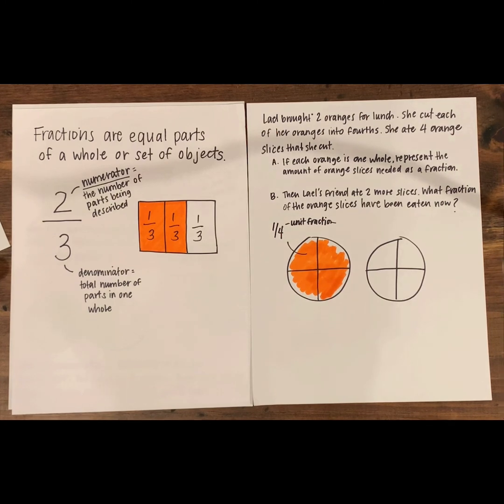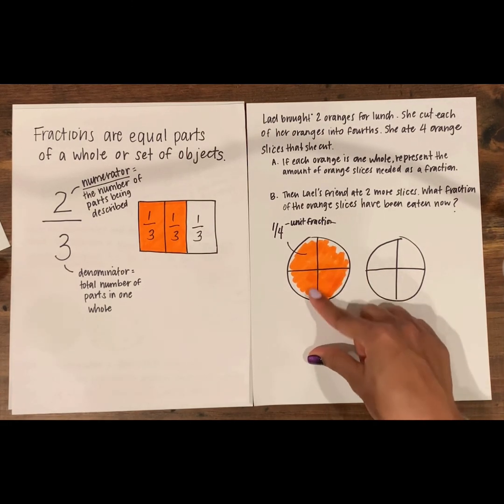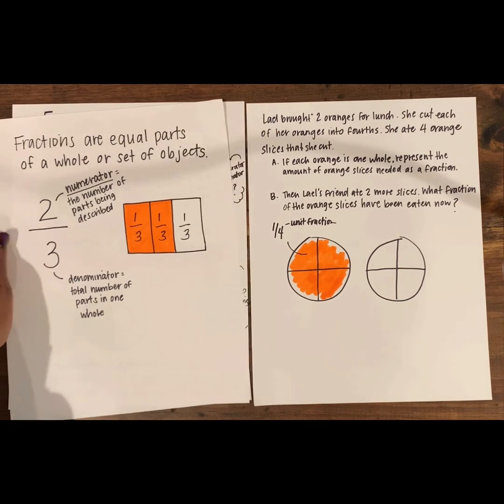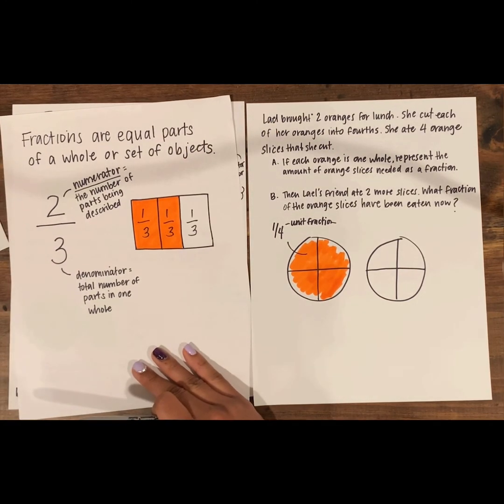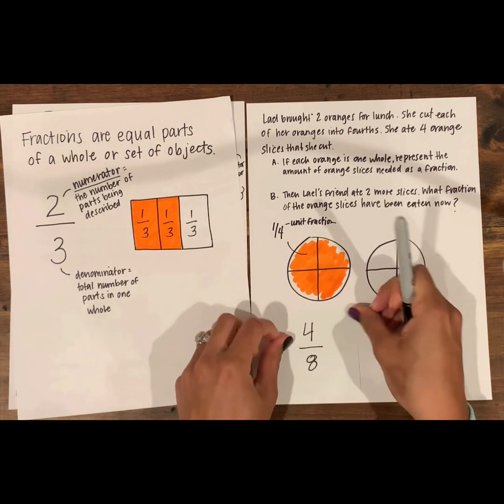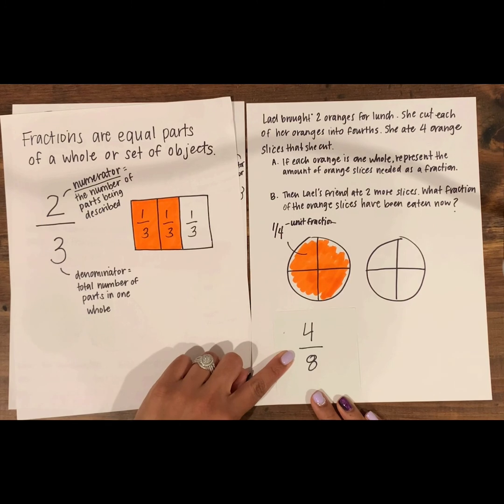Part A says, if each orange is one whole, represent the amount of orange slices needed as a fraction. What fraction represents the amount that Lael ate? Say your answer out loud. How do you know? I noticed that a lot of you had the correct numerator of 4, but struggled to find the correct denominator. Many of you said that Lael ate this amount, 4/8.